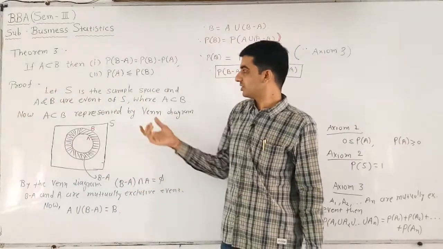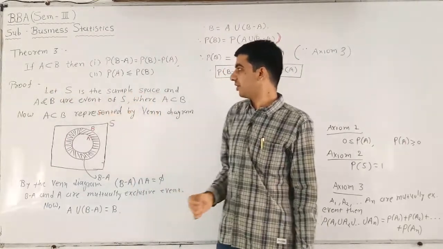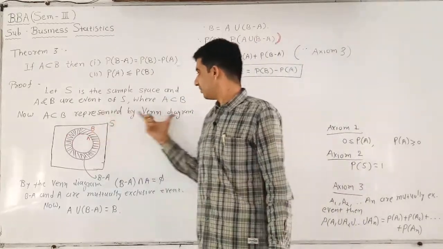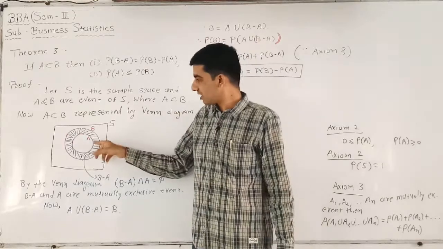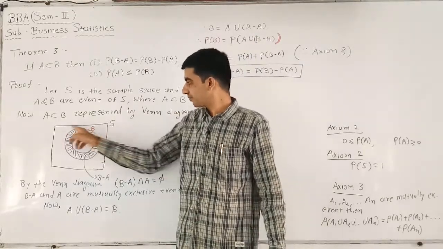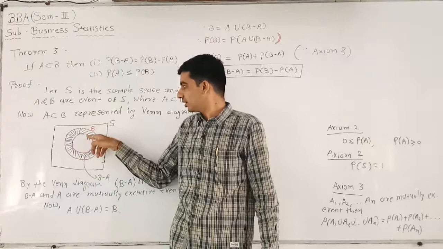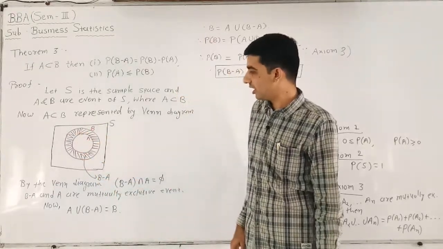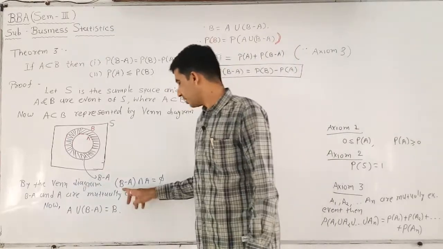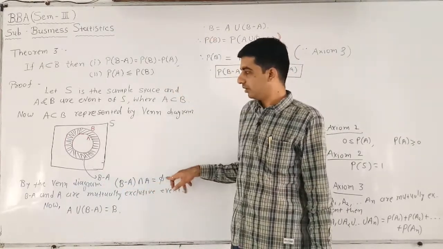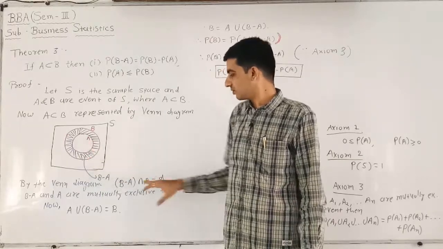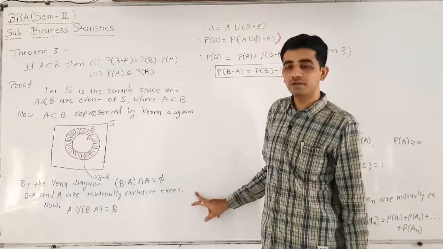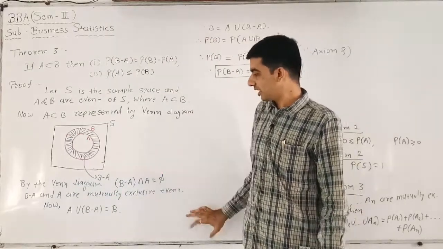So suppose S is the sample space and A and B are events of S where A subset B. A subset B represented by Venn diagram. Venn diagram ની અંદર દર્શાવે તો આ sample space S, set B and set A, and this set is the B minus A, event B minus A. So by the Venn diagram B minus A intersection A is equal to phi. It means that B minus A and A are mutually exclusive events. આ બંને કેવી ઇવેન્ટ છે? તો કે mutually exclusive event છે.